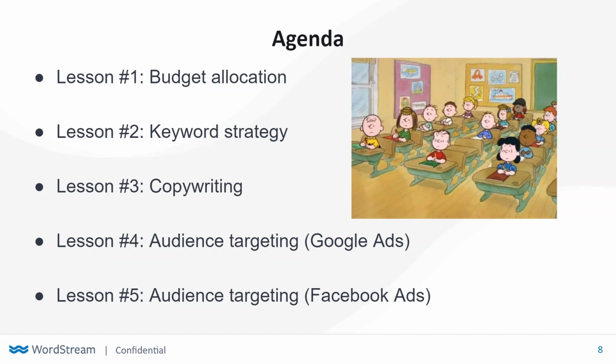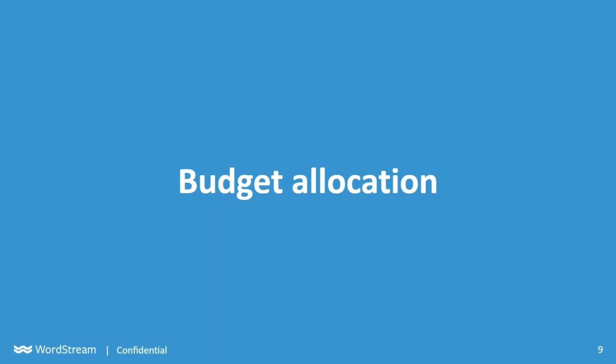Hopefully your answer was somewhere in the range of 6 to 10 keywords, because that's typically best practice. 11 to 15, you're also good. But anyway, we'll get into the first area of today's discussion, which is budget allocation.